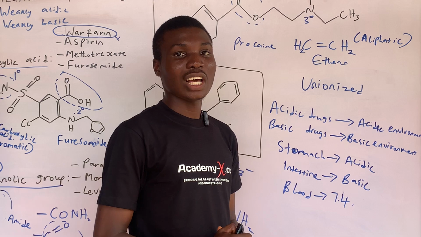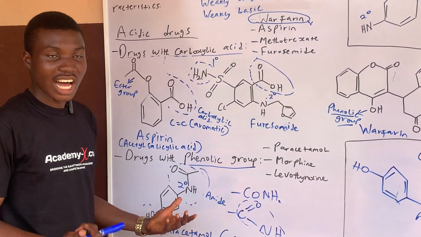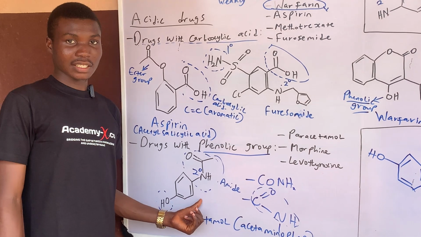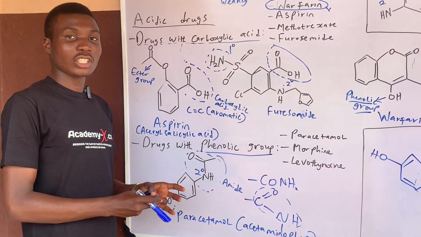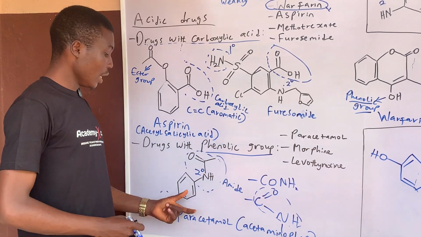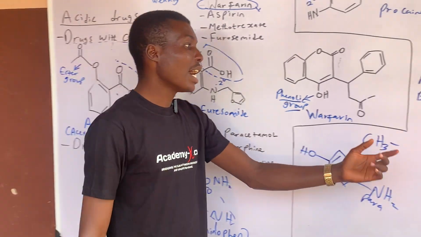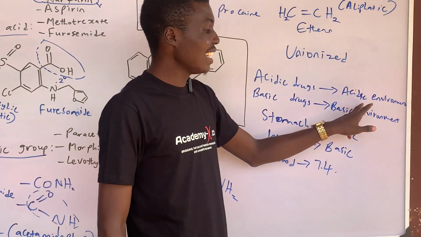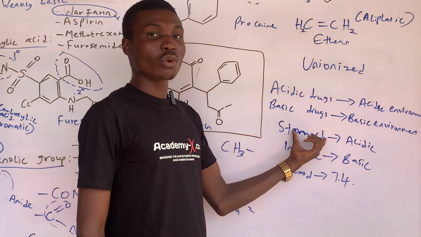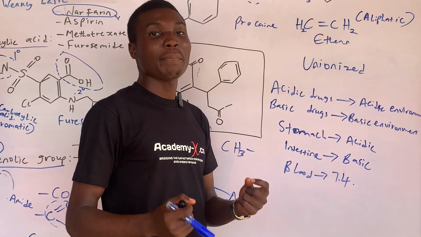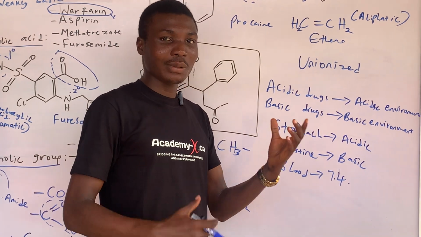So you can be asked a question: paracetamol, where is paracetamol better absorbed? You know that paracetamol is acidic. In the stomach we have acidic conditions, in the intestine we have basic conditions. If paracetamol is acidic, where will it remain unionized? According to what we have there, it will remain unionized in acidic environments, which is consistent with the stomach. And if it is going to remain unionized in the stomach, it means that paracetamol will be better absorbed in the stomach region. I hope that makes sense to you.